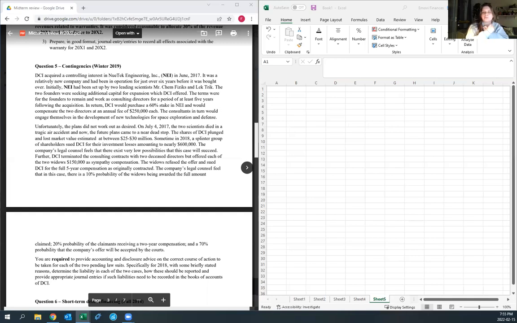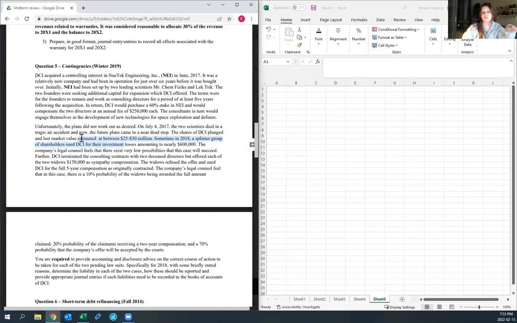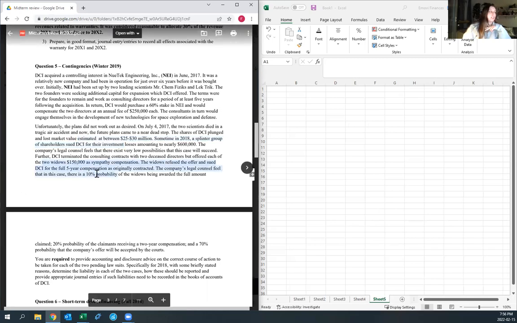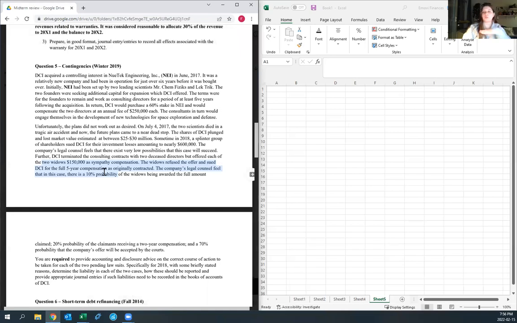Okay, first of all, what are the 2 pending lawsuits? Anyone want to try and guess? No? Okay. So you have 1 lawsuit from the shareholders with their investment losses, right? Because the share value tanked after the deaths. Very dramatic problem, by the way. But yes, the value of their shares plunged after the deaths, so they're suing the company. The second lawsuit is with the two widows, who are refusing the offers and suing DCI for the full 5-year compensation of the two husbands who are dead.